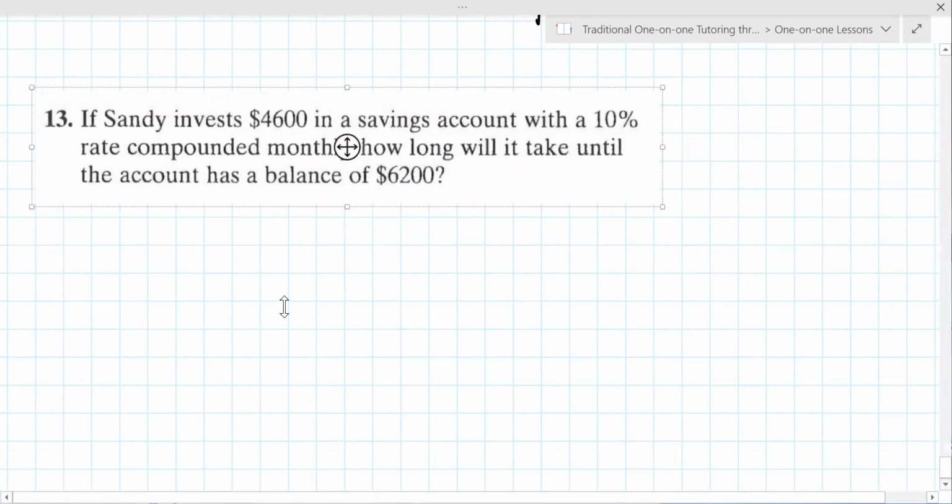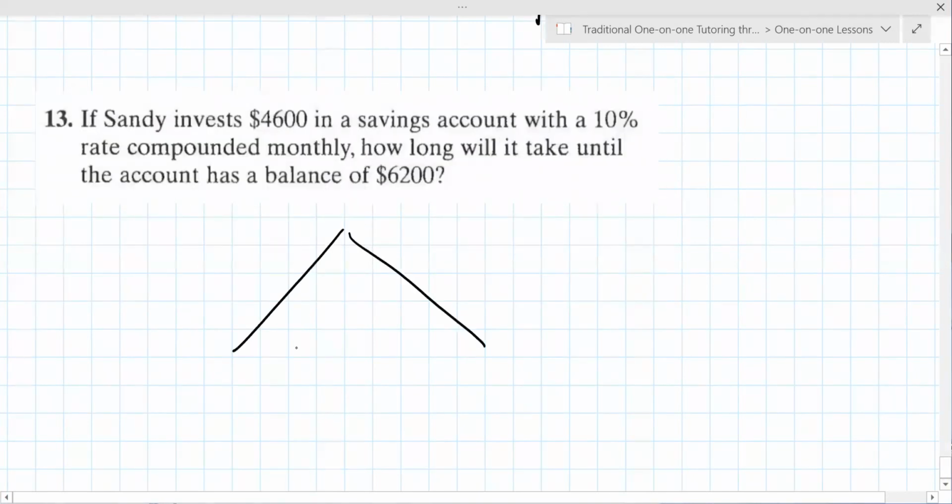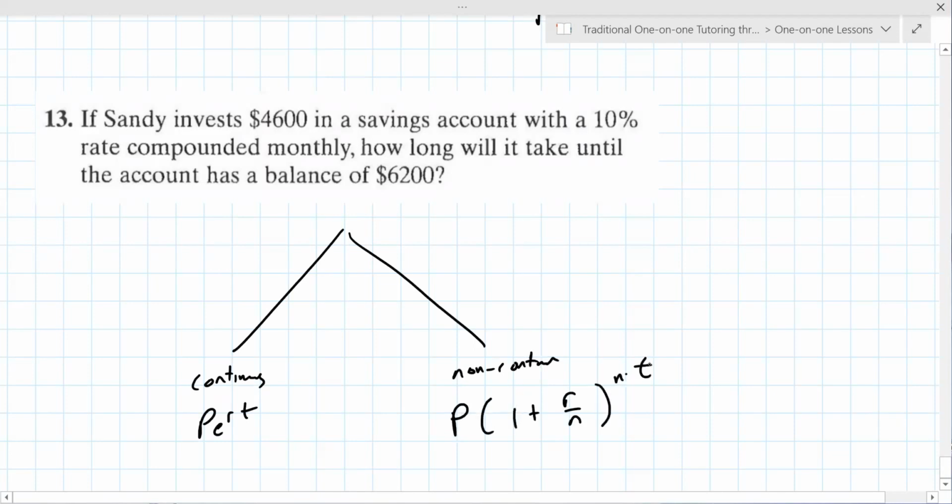So there's two types of problems you're going to see. One is continuous, and that's PERT. The other is non-continuous, and these are more realistic. This is the P(1 + r/n)^(nt). That may be why your instructor said see your notes. Now, when it's continuous, it will say compounded continuously. Monthly is not continuous. Monthly means that n equals 12.